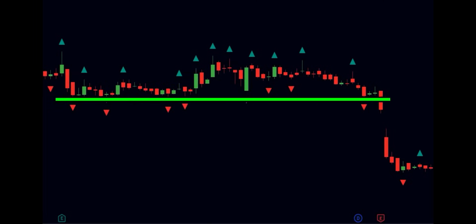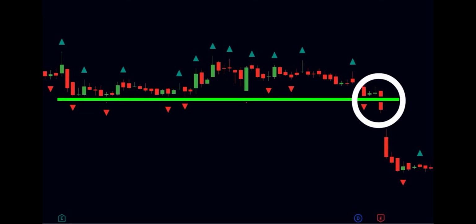So we mark this as a support level. If we look closely, we can see that the price did not have a lot of follow-through on the upside. So, the traders who bought the stock at the support level will still be holding on to their positions. Now, an important point to note here is that the traders who bought the stock here would have kept their stop loss below the support level.